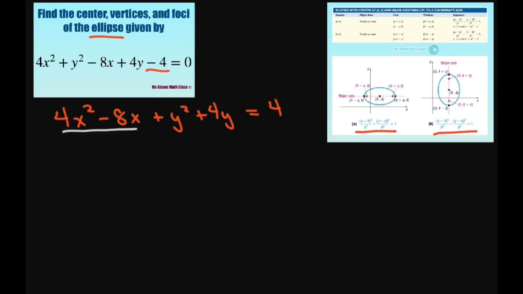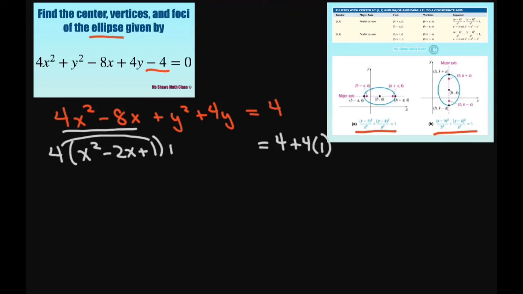For this piece, I'm going to pull out the 4 and factor it out, so you get x squared minus 2x. Now to complete this square, this would be plus 1. Take half of 2 and square it. Now on our right hand side we have 4. So basically I'm adding 4 times 1 to the left hand side of the equation, so I have to add it to the right hand side.